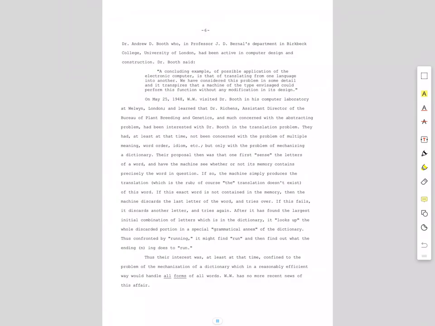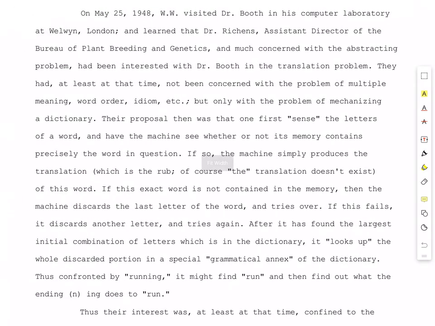So here Weaver talks about using auxiliary lookups. So having some sort of a grammatical annex to find that there are morphological variants of a particular word. This is a really good point, and many systems over the decades have failed to do this, looked into morphology.